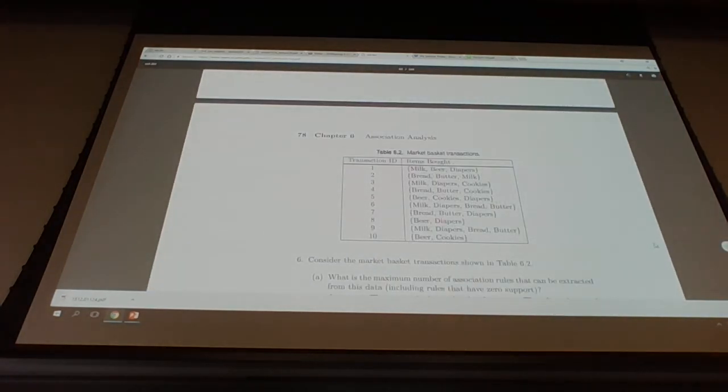So let's say table 6.2. Consider the market basket transactions shown in table 6.2. So this is the database that you have. They ask what is the maximum number of association rules that can be extracted from this data? The answer is already there, but don't look at it. What is the maximum number of association rules that can be extracted from this data, including rules that have zero support? So there's no support, but still you can include the rules.